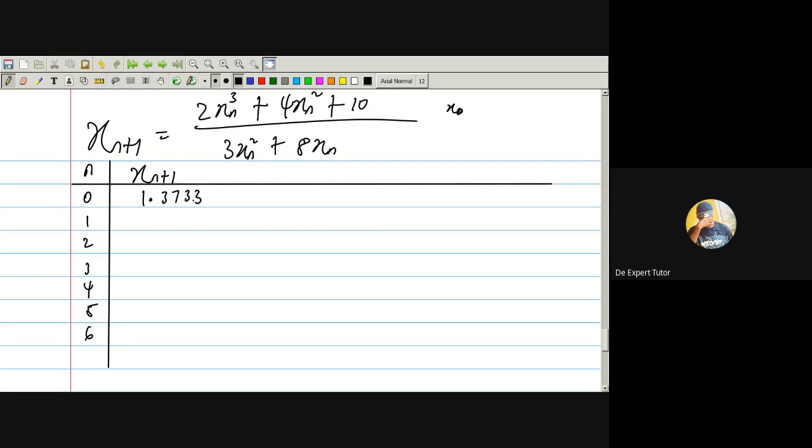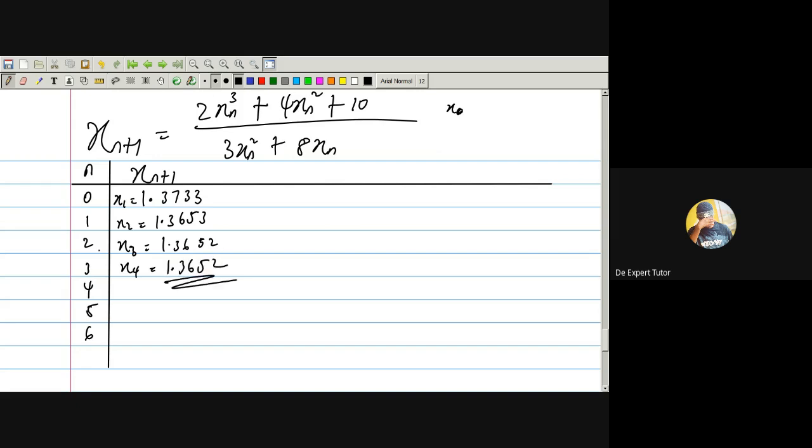1.3733. Remember that by the time you want to substitute the next one, what I have here now is x1. By the time you want to substitute the next one, what you are going to be substituting will be this x1. I want to get that for n equal to 1. So just press equal to answer. That's I have 1.3653. x3 equal to answer. What do you have? 1.3652. x4 equal to answer, 1.3652.